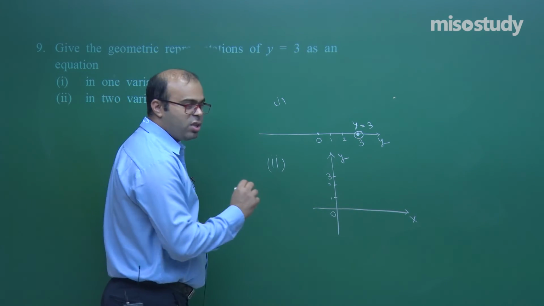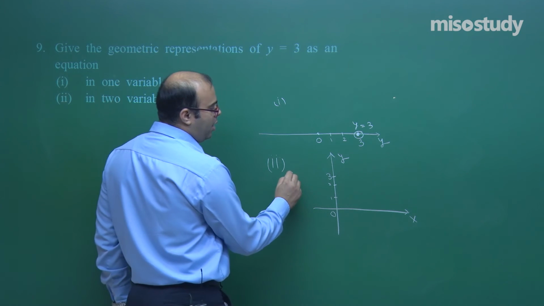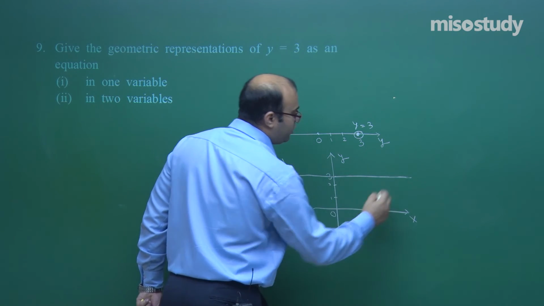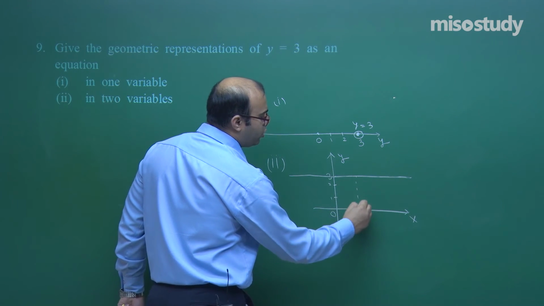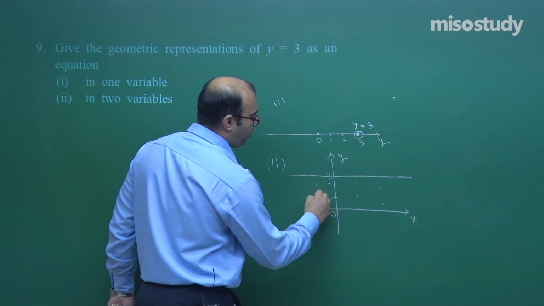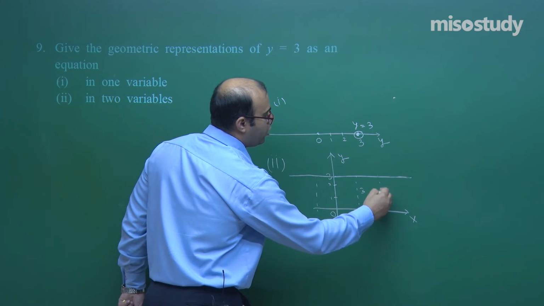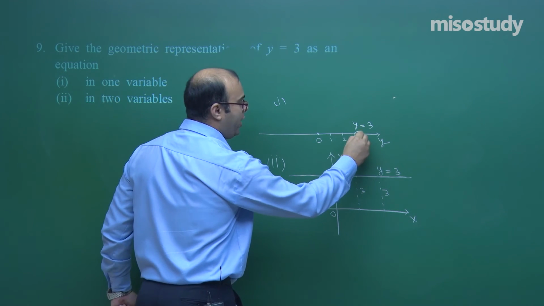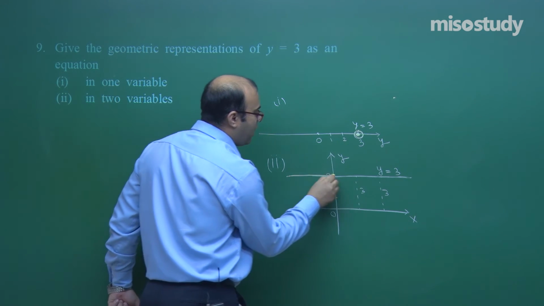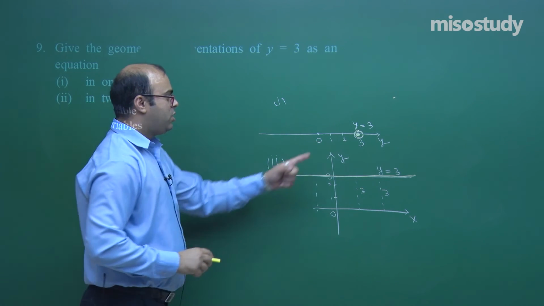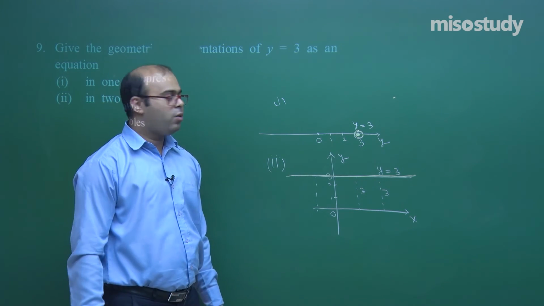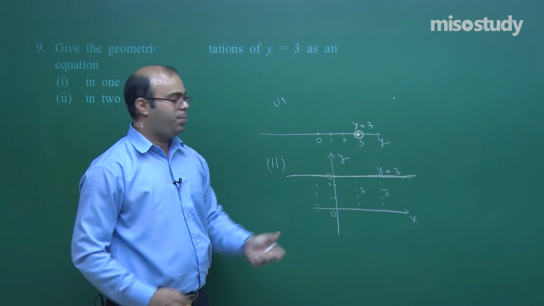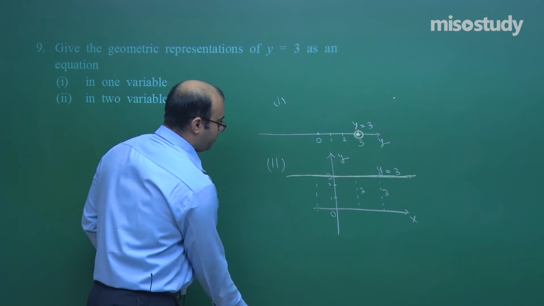So y is equal to 3 is a line which is parallel to the x-axis. And on this line, all the points will be at the same distance from the x-axis, that is 3. So we call it y is equal to 3. So in the first case, we have a point, and in the second case, we have a line. This is the 1 variable representation of y equal to 3. This is the 2 variable representation of y is equal to 3, students.